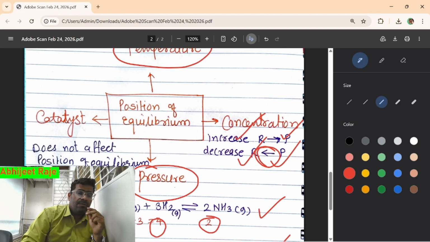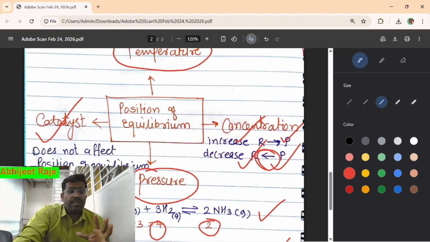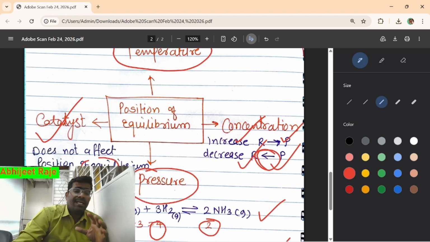The last, fourth important factor is catalyst. Always remember, catalyst has no effect on the position of equilibrium, but the catalyst attains the equilibrium very fast. The reason is that the rate of the forward reaction increases, and simultaneously the rate of the reverse reaction also increases. In this way, the catalyst has no effect on the position of equilibrium.